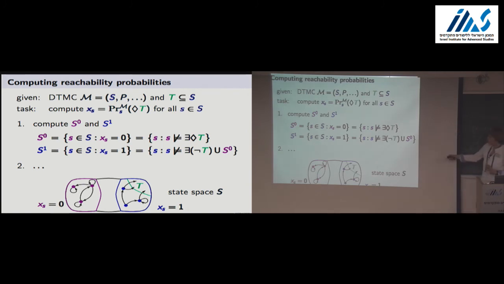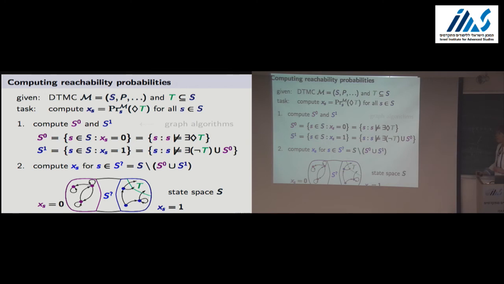Namely, what we can check is whether it is not the case that there is a path where we reach one of these states where the probability is 0, unless we have seen the target state before. So it is not the case that there is a path going to S0 without having visited T before. And in either case, you can compute them using a simple graph analysis in linear time.